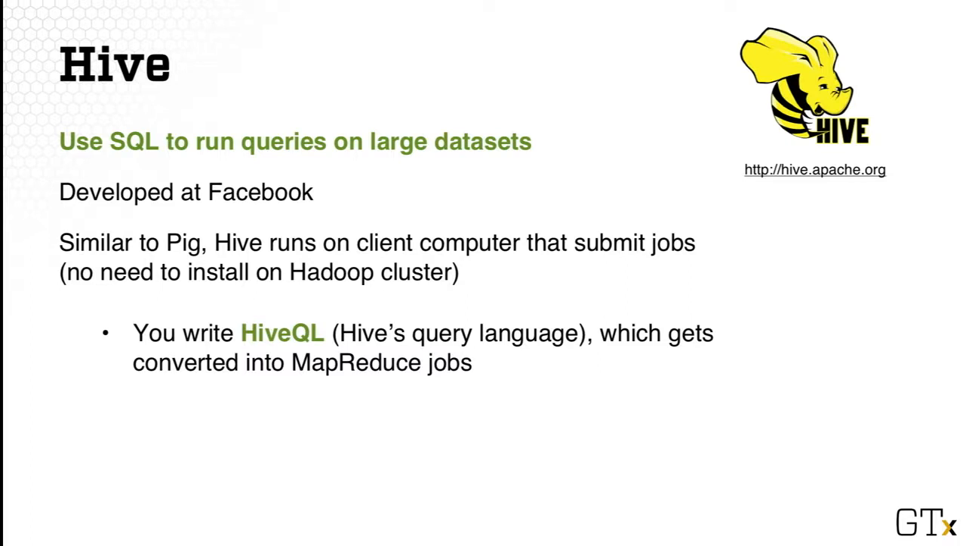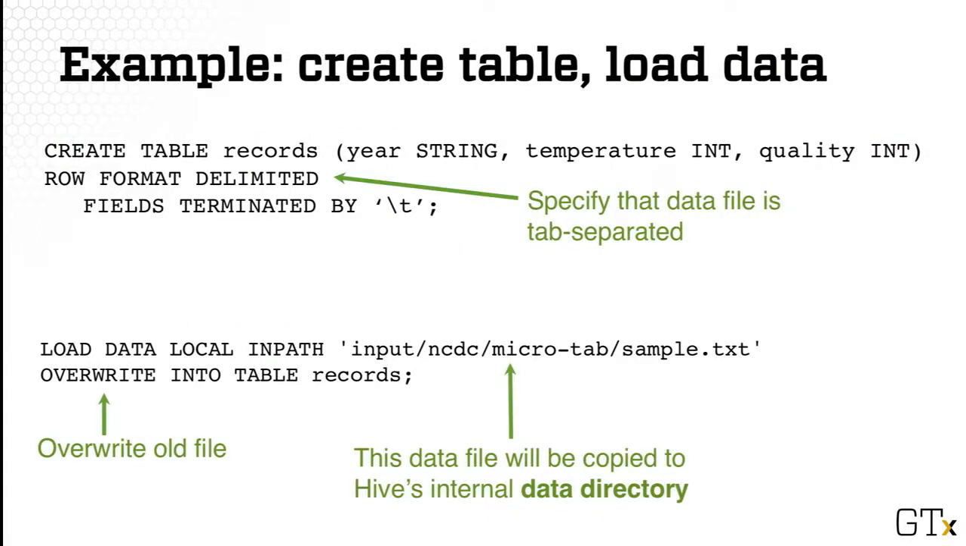Same as in Pig, something that you write using HiveQL gets converted into a MapReduce job, which you can then run on a Hadoop cluster. So let's look at an example of how you would use Hive. Similar to the example you saw for Pig, where you want to find the maximum temperature across all years. So what would you do here?